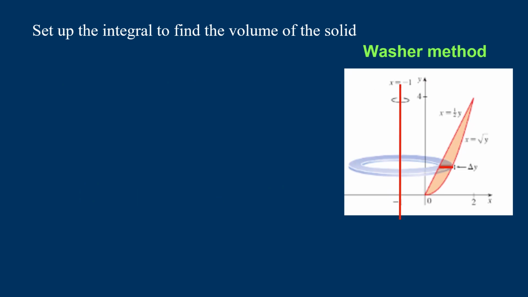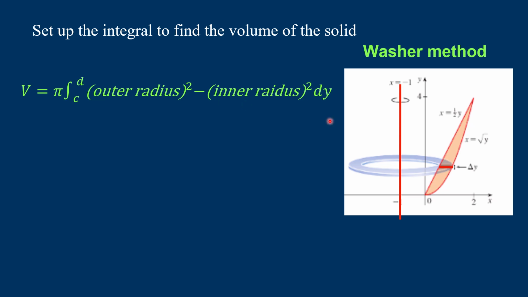For the same volume, we're going to use the washer method, just to set up the integral. This time, you rotate this region over x equal negative 1. We use the washer method because there is a hole. With the washer method, you draw the rectangle horizontally. This is a horizontal rectangle, and it creates a disk. So how do we find the volume using the washer method? It's pi, the thickness is dy, and the interval is y from 0 to 4, outer radius squared minus inner radius squared.